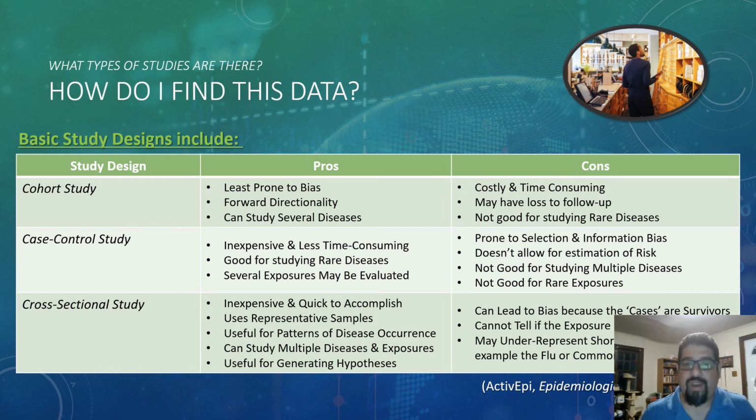So, now with the case control study, it's going to be inexpensive. It's going to be quick. It's going to be good for studying rare diseases. Let's go back to that hemochromatosis. It's going to be great for studying something like that. Several exposures may be evaluated, but it's going to be prone to selection and information bias.